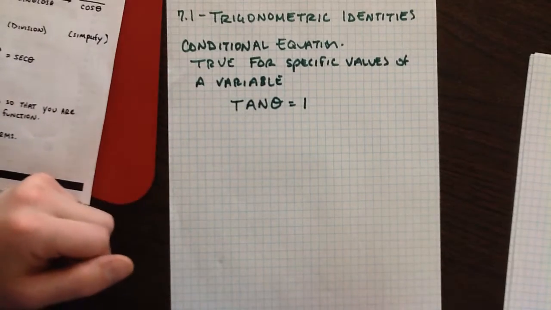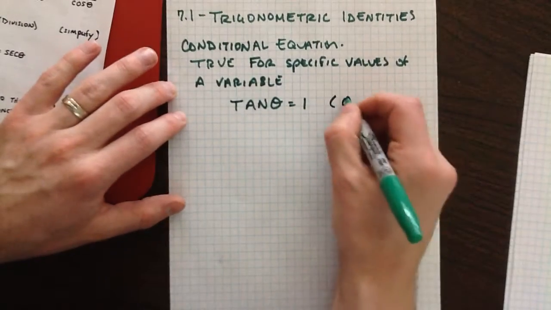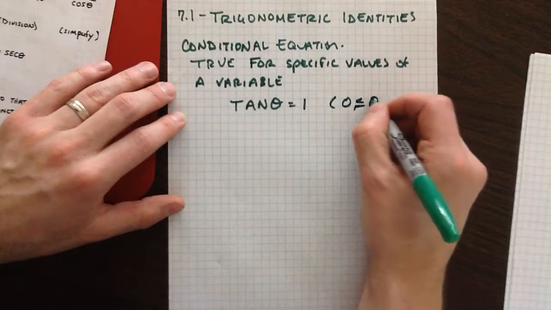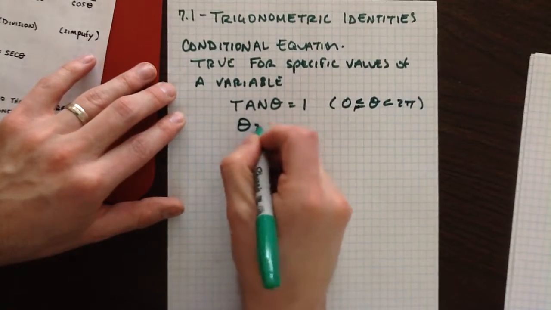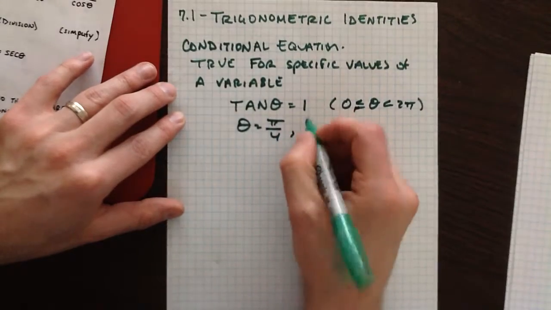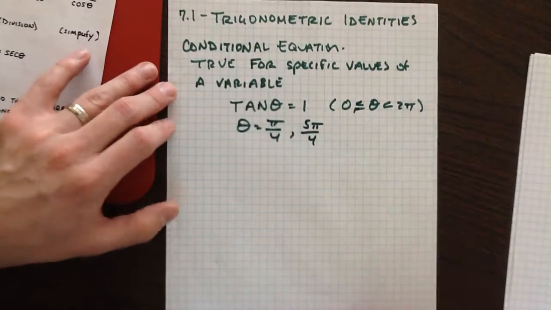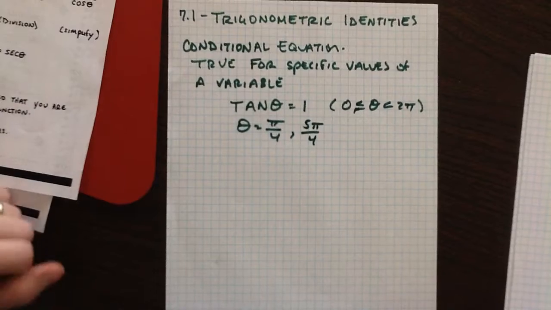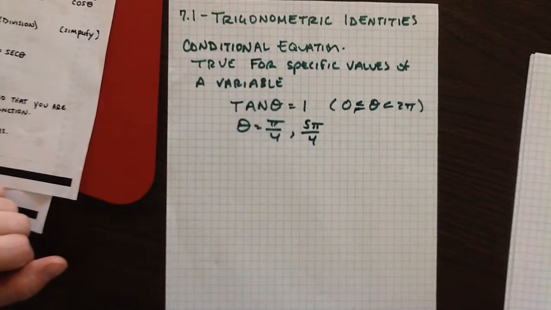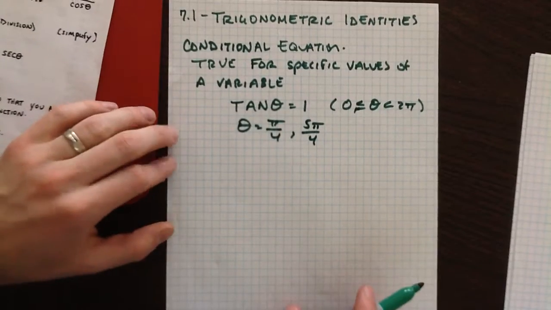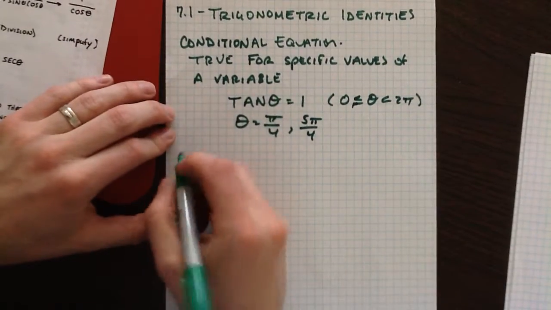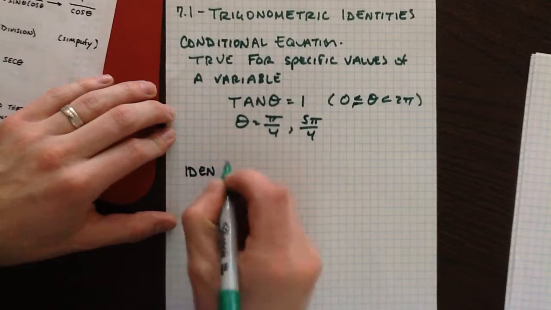values that make this true. If we're looking at just the unit circle, from 0 to 2 pi, we could easily say that we've got pi over 4 or 5 pi over 4. We plug those in, we get 1, it's done. The second equation we had was an identity. Well, an identity is true for everything.